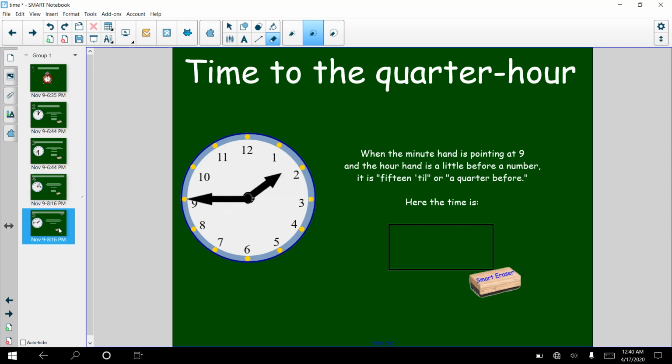What about if my short hand is between 1 and 2 and my long hand is on 9? So my time now is 1:45.